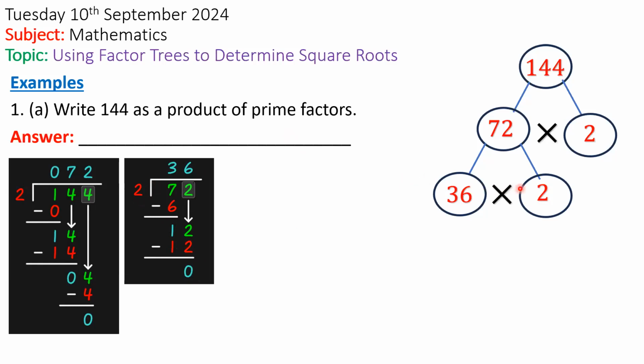So that means that 2 times 36 is what? What is 2 times 36? 72. Let me know if y'all understand it so far, please. We're constructing a factor tree. Let me know.